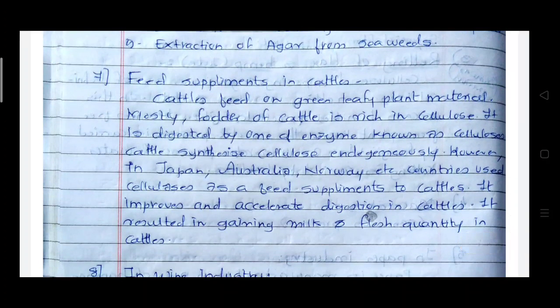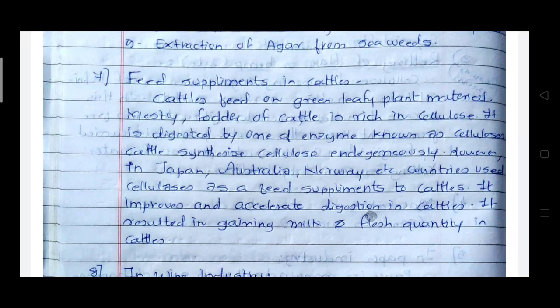The next application of these enzymes is in feed supplements for cattle. Cattle feed on green leafy plant material, and the fodder of cattle is mostly rich in cellulose. It is digested by an enzyme known as cellulase. Cattle do not synthesize cellulase endogenously. However, countries like Japan, Australia, or Norway use cellulase as a food supplement for cattle. So it improves and accelerates digestion in cattle, and it results in gaining milk and flesh quantity in cattle.